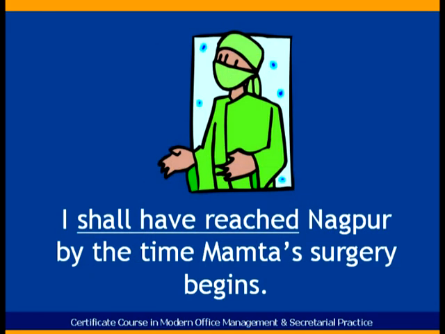I shall have reached Nagpur by the time Mamta's surgery begins. Here, the point of reference of time is when Mamta's surgery begins. With the use of the future perfect tense, it is obvious that Mamta's surgery is yet to take place. That is, it will happen sometime in the future.